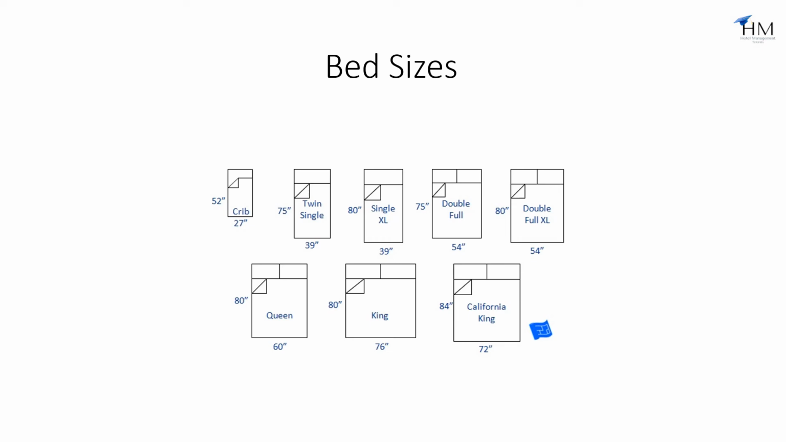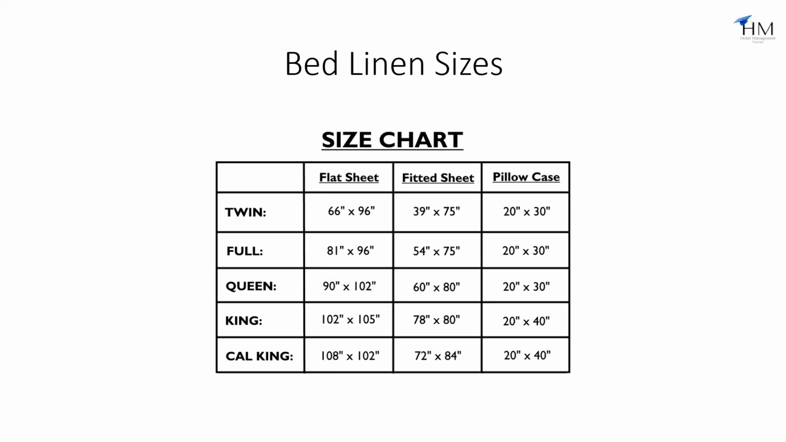For king bed, it is 80 inches into 76 inches, and for California king bed, it is 84 inches into 72 inches. The next is bed linen sizes. The flat sheet size for twin room is 66 inches into 96 inches, while fitted sheet size is 39 inches into 75 inches, and pillowcase is 20 inches into 30 inches.